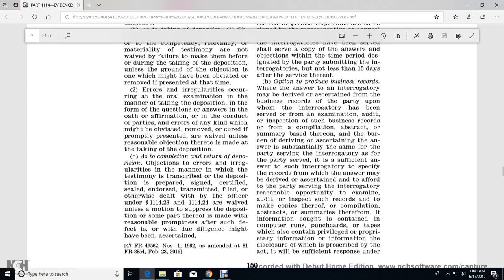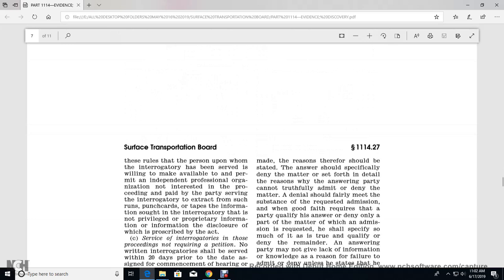Where information is contained in computer runs, punch cards, or tapes which contain privileged or proprietary information, or information whose disclosure is prescribed by the act, a sufficient response under these rules is for the person upon whom the interrogatories have been served to make the data available to an independent professional organization not interested in the proceeding, paid by the party serving the interrogatory, to extract from the runs, punch cards, and tapes the information sought by the interrogatory that is not privileged or proprietary, or whose disclosure is not prescribed by the act.